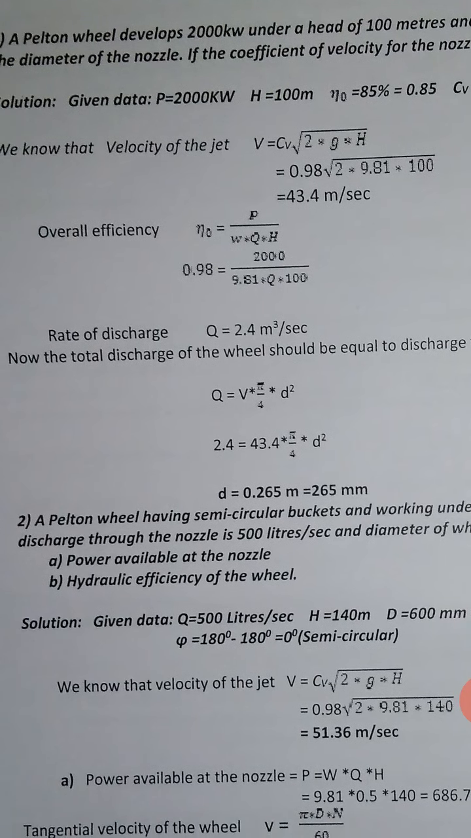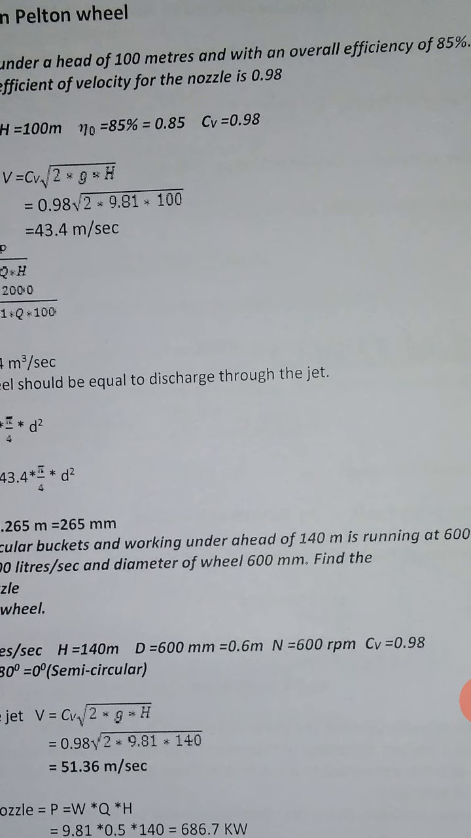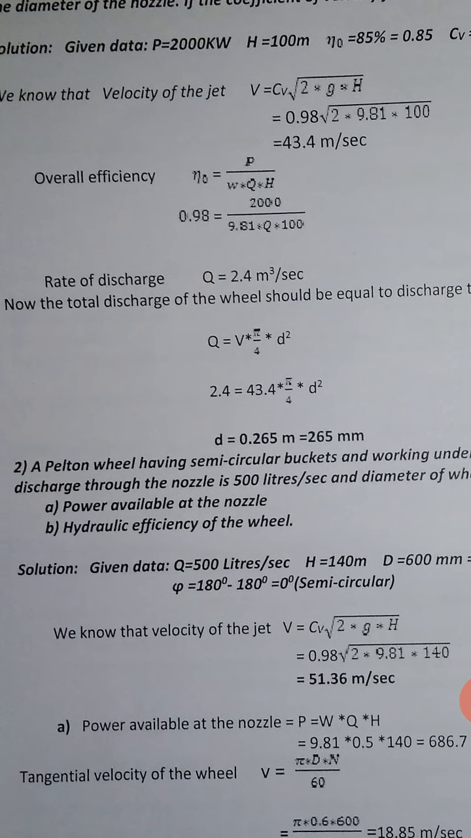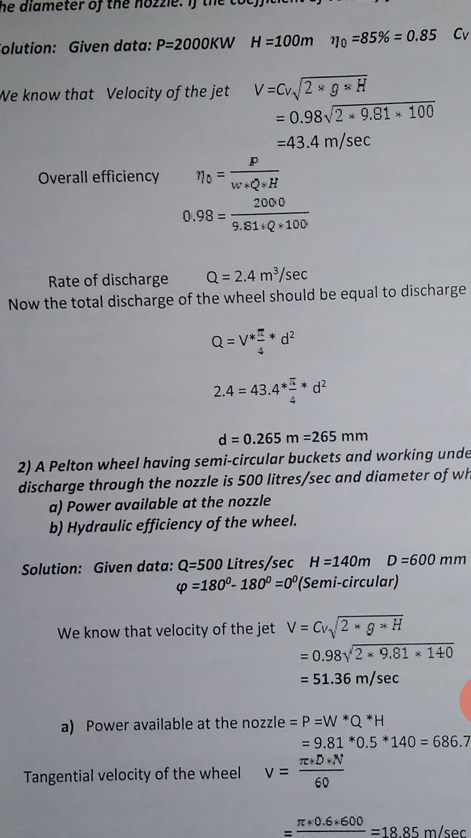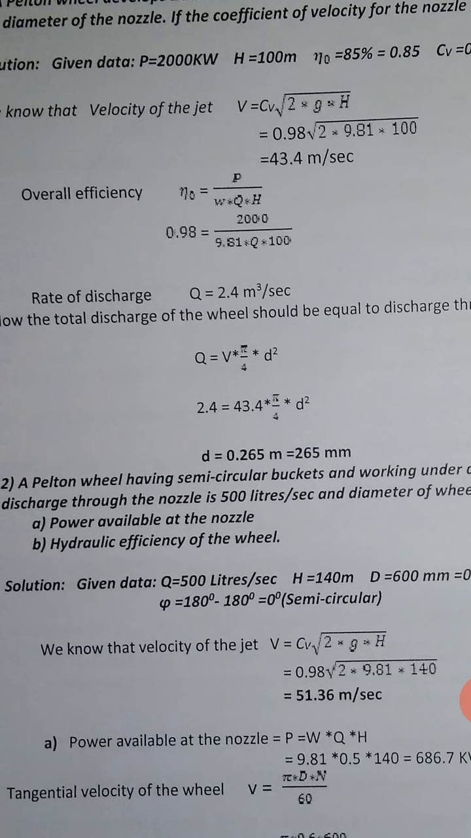So the second problem: a Pelton wheel having a semicircular bucket and working under a head of 140 meters is running at 600 rpm. The discharge through the nozzle is 500 liters per second and the diameter of the wheel is 600 mm. Find the power available at the nozzle and the hydraulic efficiency of the wheel.